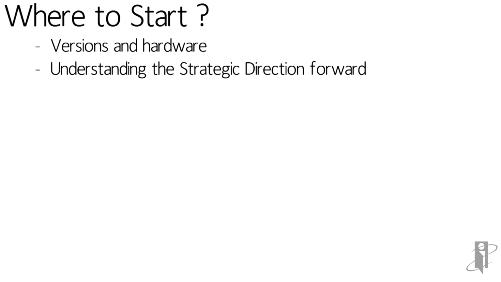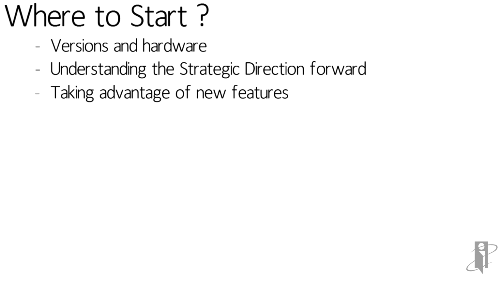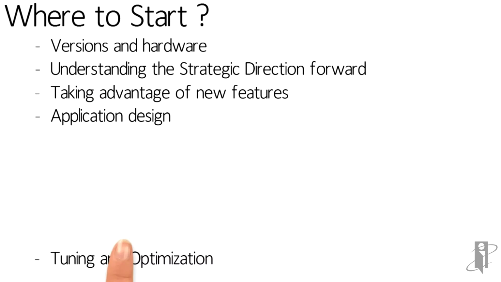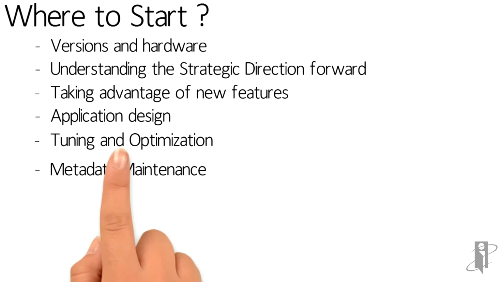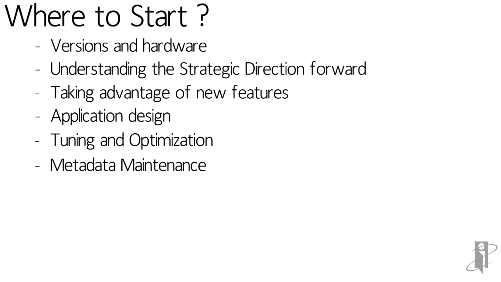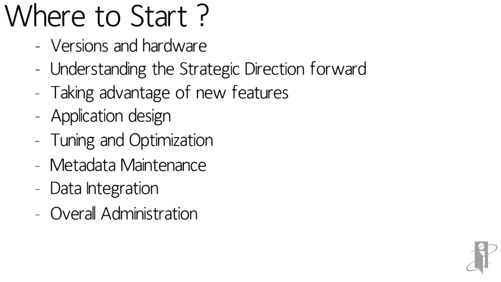So where do you start? Well, we need to look at the versions that you're on and the hardware. You need to understand Oracle's strategic direction forward. You need to make sure you understand all of the new features. Once you've upgraded to the recent versions, are you taking advantage of those new features? Taking a look at your application design, doing some tuning and optimizing steps, making sure how you're maintaining all of the metadata within your planning application is the best way to do so, looking at data integration, overall administration, and then finally end user training and support. So there are a lot of places and areas that you can look at to optimize and really make sure that you've got your planning application running as best as possible.